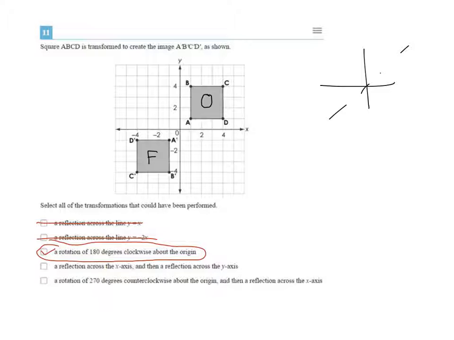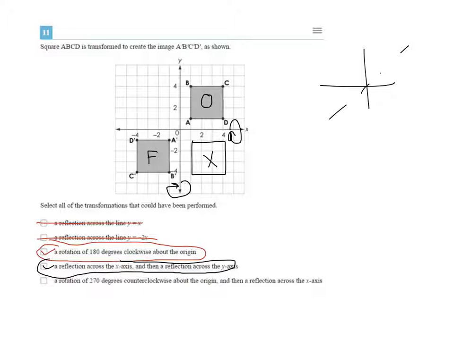A reflection across the x-axis, and then a reflection across the y-axis. If I took my original and flipped it across the x-axis, that's going to place it somewhere down in this region. I'll call it x-axis because it was flipped over the x-axis. We flipped it this direction. Now if I take that shape and flip it over the y-axis, it would end up right on F. So this is another one that is actually true. So those are both true in this case.